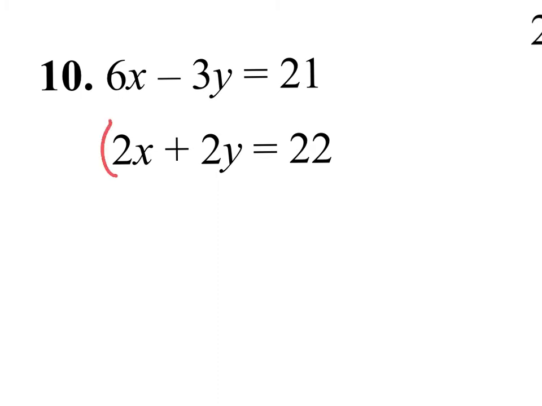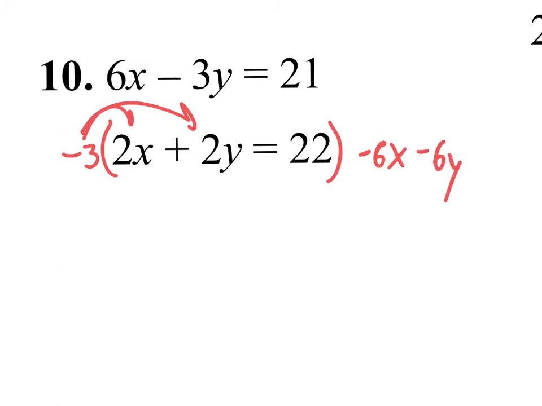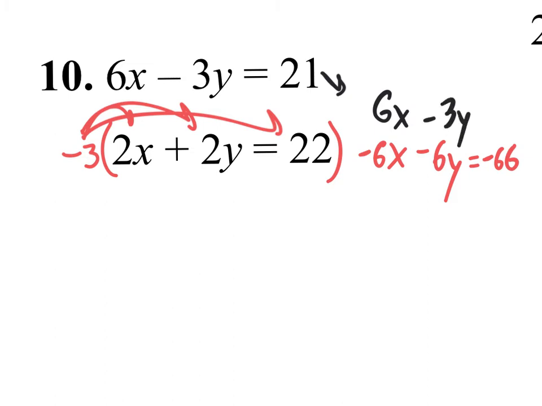So I want to multiply the bottom equation by -3, and it'll change the bottom equation. -3 times 2x is -6x. -3 times 2y is -6y. -3 times 22 is -66. And on the top, I'm just going to leave it the same. I'm just going to rewrite it down here. 6x minus 3y equals 21. And now that I've modified the bottom equation, I am able to eliminate these x's. The x's will disappear, and I will have -9y equaling, what would that be, -45?